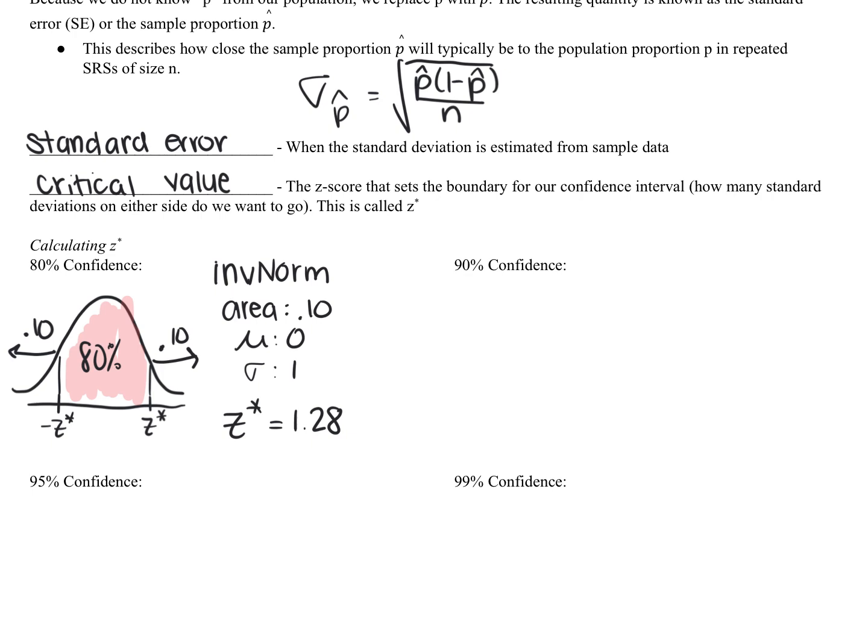I'm not going to draw the picture for the rest of these. I'm just going to go over how we find that z critical value using invNorm. For 90% confidence, we have 10% that is split evenly, which means our area is 0.05. Our mean and standard deviation are 0 and 1 for all of these, so I'm not really going to go over those, but area is 0.05. That's going to give us a z critical value of 1.65.